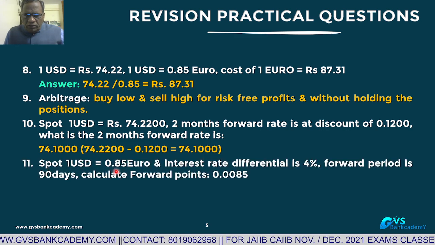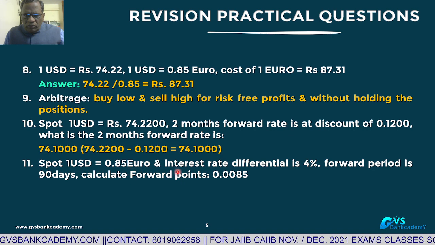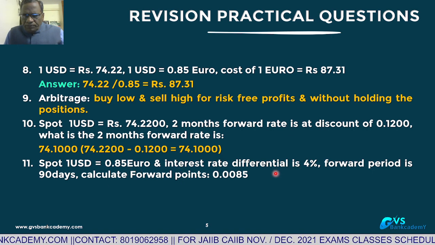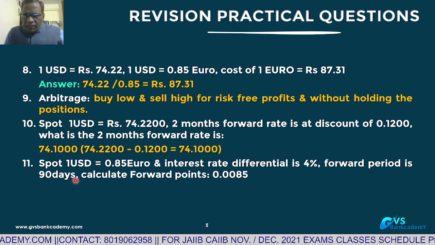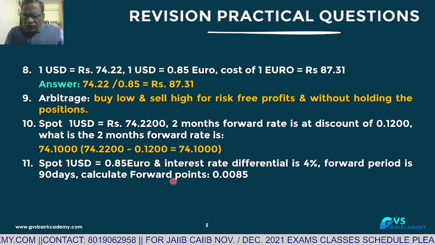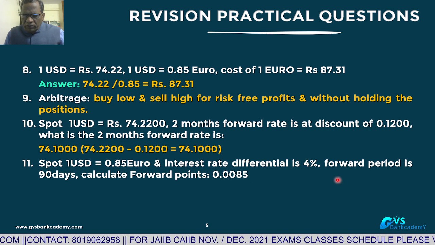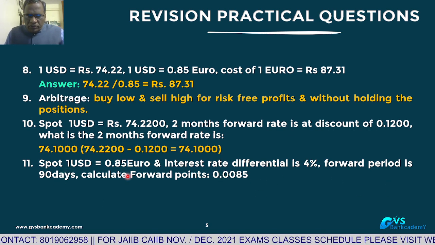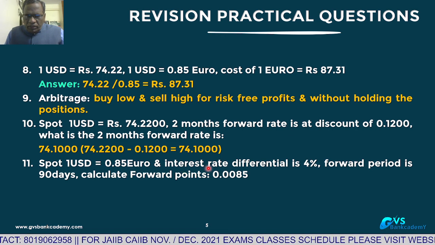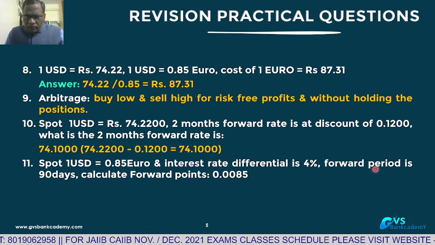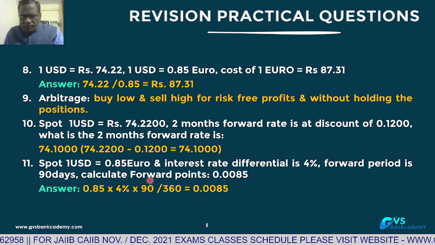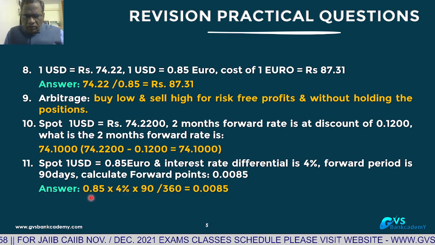Spot $1 is equal to 0.85 euro. The interest rate differential between the two currencies is 4%. Forward period is 90 days. Calculate forward points. This question also they are asking. $1 is equal to 0.85 euro. Interest rate differential is 4%. Forward period is 90 days. Now, what is the formula?